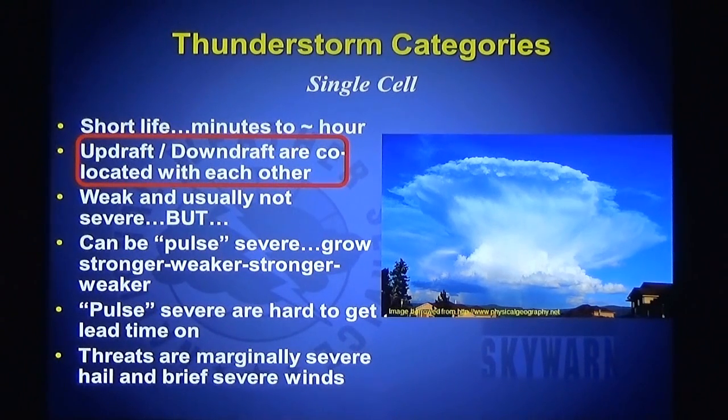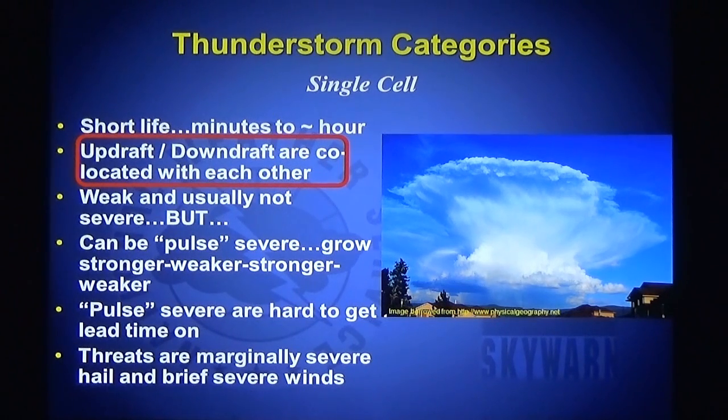These storms typically do not last very long because the updraft and the downdraft are too close to each other. The downdraft chokes off the updraft, and the storm cannot continue for too long, and it most of the time cannot grow very strong. It can be pulse severe. It can produce large hail and some high wind in a pulse type fashion.